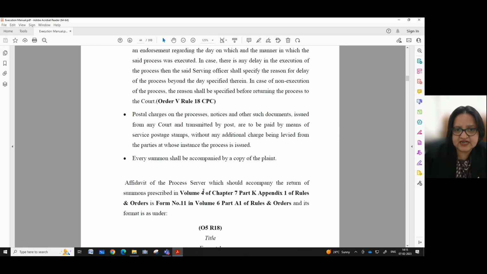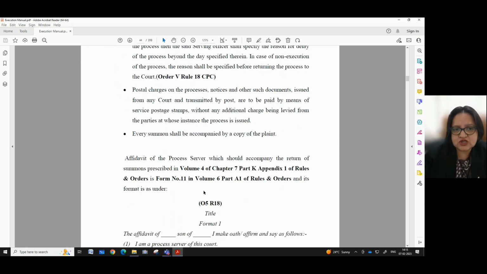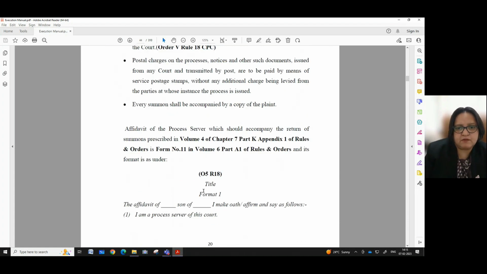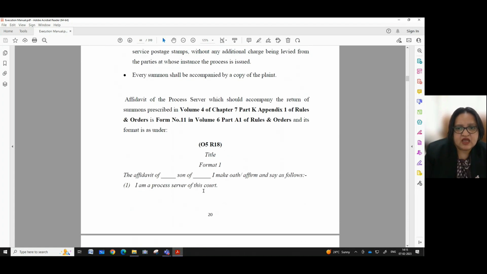Order 5, Rule 18 CPC. Postal charges on the processes, notices, and other such documents issued from any court and transmitted by post are to be paid by means of service postage stamps, without any additional charge being levied from the parties at whose instance the process is issued. Every summons shall be accompanied by a copy of the plaint.